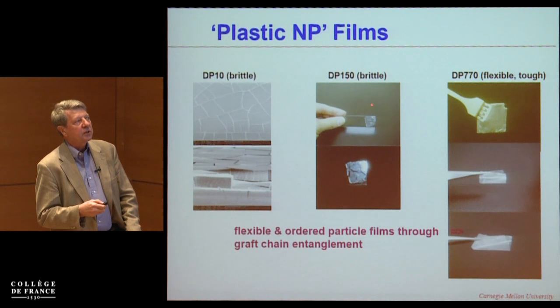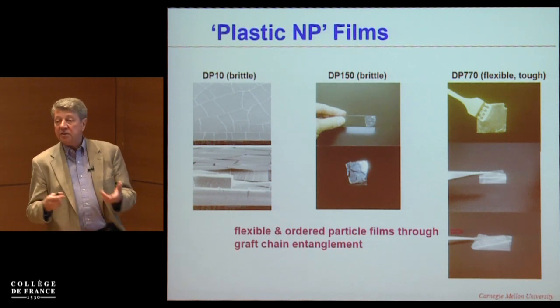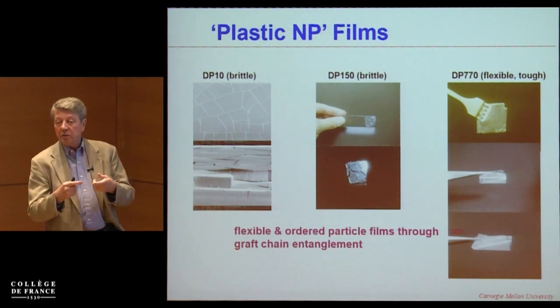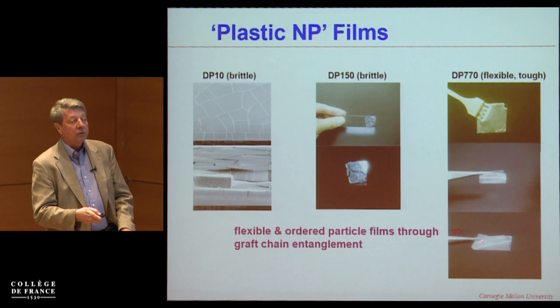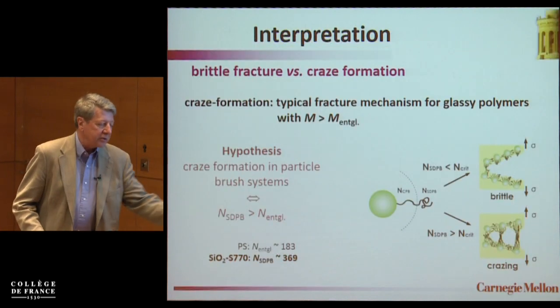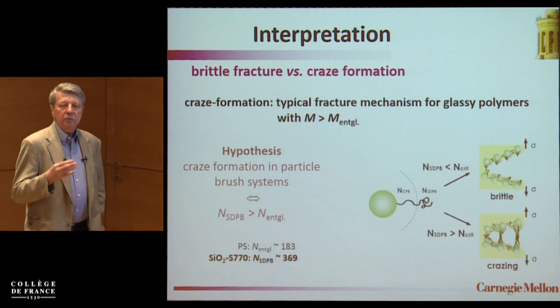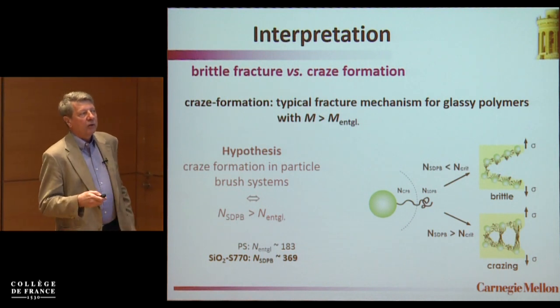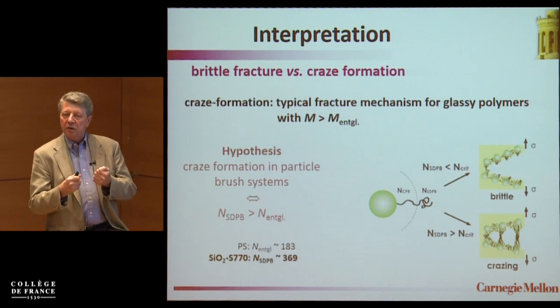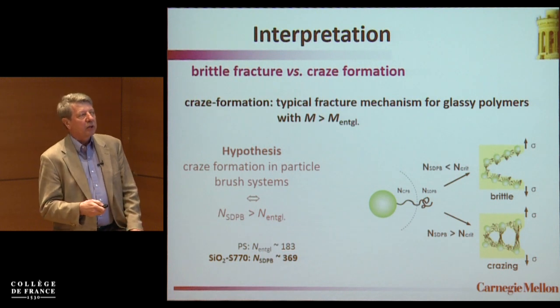The P150, they still break, but 770, you could see it's polystyrene, in fact 99% polystyrene, but instead of being brittle, you can essentially roll it, you can bend it, and it behaves in a much better way. So what happens here, there are really two phenomena. If I have very short chains, in that case this semi-dilute polymer brush would be below this critical entanglement molecular weight. In that case, you have a brittle fracture.